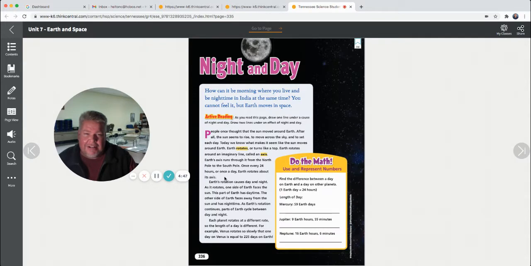Starting at like 8 o'clock in the morning, even earlier if you want, put a sticky note wherever the sun is shining. Maybe at 8 o'clock in the morning, it's going to be pretty low in the sky, so it might be shining on the wall somewhere.